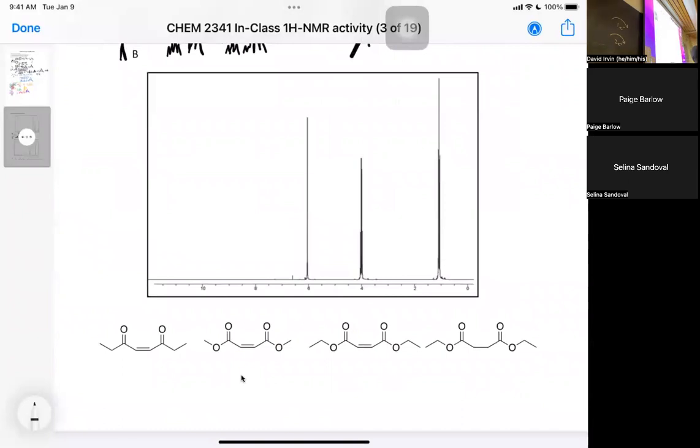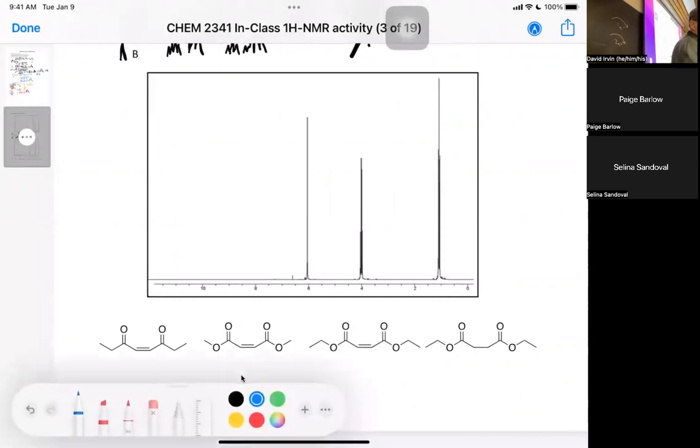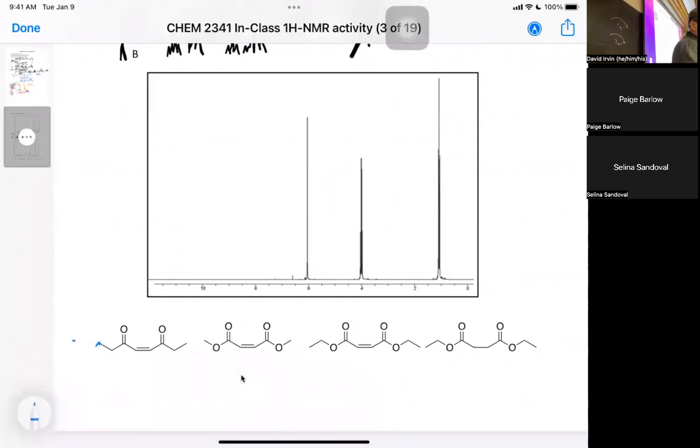Okay, and we could probably eliminate a couple of them just by signal. So let's look at that. Let's look at how many signals here. We got 1 signal, 2 signals, and then there's a hydrogen here. So we have 3 signals. And look at this. It's symmetrical again. So we only have 3 signals because of symmetry.